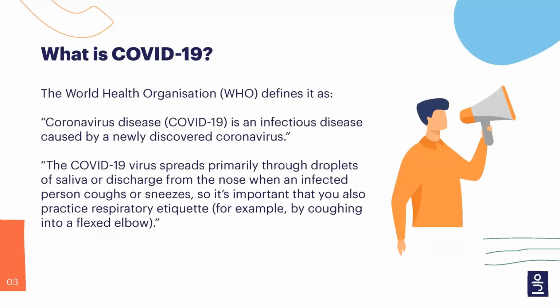So, a brief introduction first on what COVID is. It's a coronavirus disease. It's infectious and it's caused by a newly discovered coronavirus. What we do know is that it spreads primarily through droplets of saliva or discharge from the nose when an infected person coughs or sneezes. So at this point, it's really important that we practice good respiratory etiquette, coughing into elbows, covering our mouth and nose with a tissue as we cough or sneeze. Really important. So the first thing here is making sure that everybody in your nursery understands what COVID-19 is, and we'll come to that in a few moments.